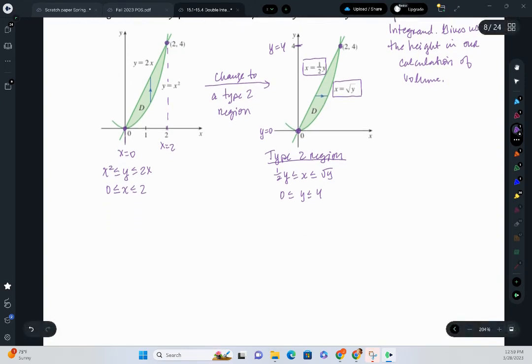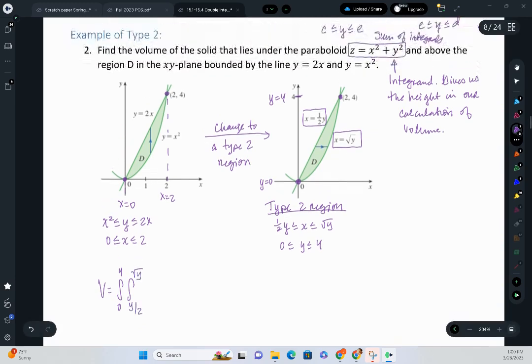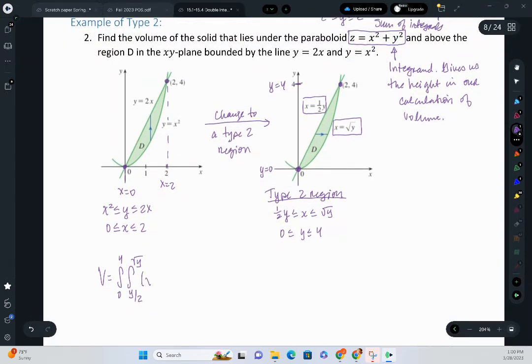So when I set up my volume integral, I have the double integral. Now remember, the constants go on the outer integral. So those are the y values, 0 to 4, while the x values will be, the lower bound is y over 2, the upper bound is square root of y. Our integrand is x squared plus y squared, and we're going in the order of dx, dy.